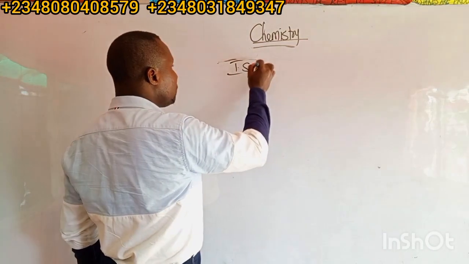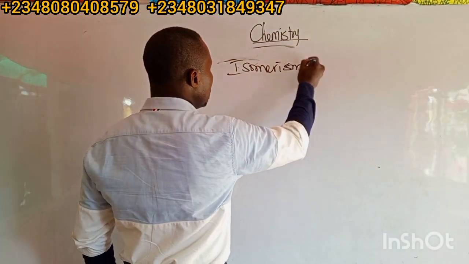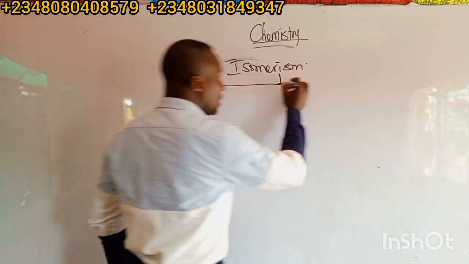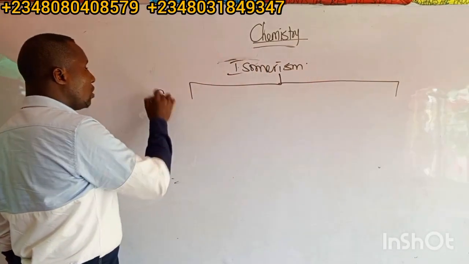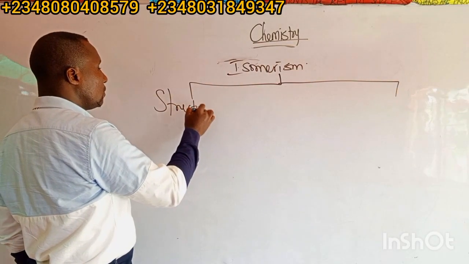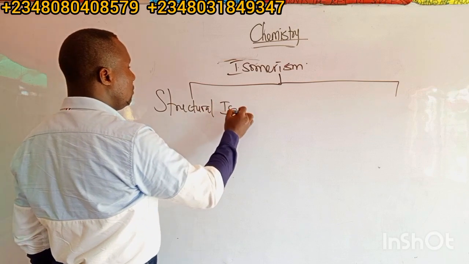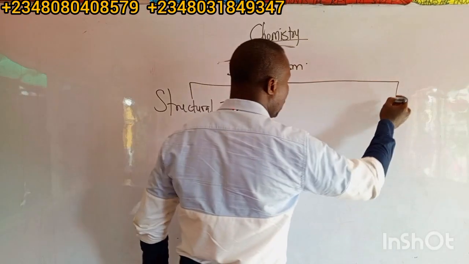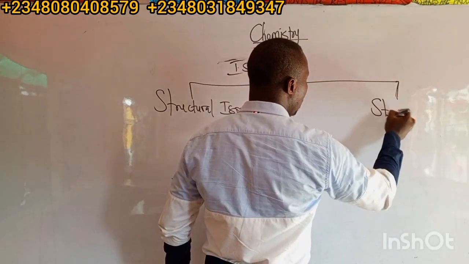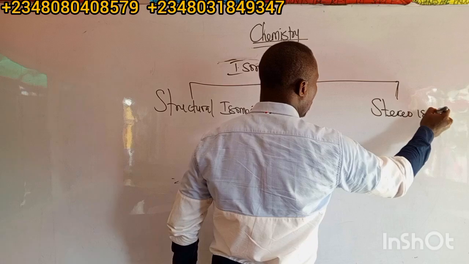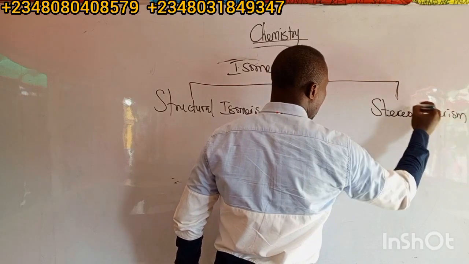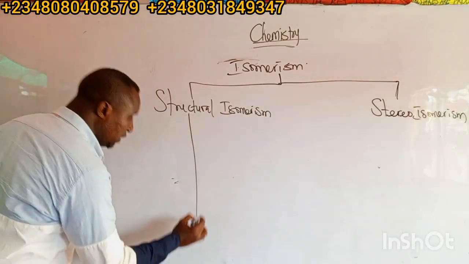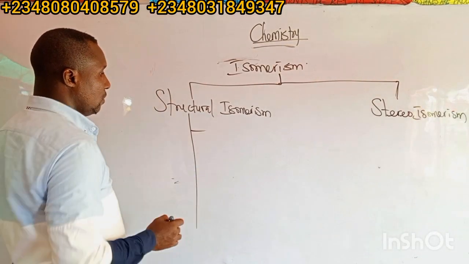Types of isomerism. We have two types of isomerism. It can be divided into two types. We have structural isomerism, and we have stereoisomerism. Structural isomerism is divided into six. We have six types, which are what?